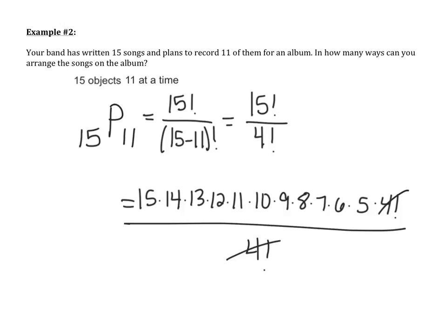It would have been more appropriate had they chosen maybe 8 of the 15 songs, and you're only choosing 8 of them. We would have maybe gotten a more reasonable answer. So again, the idea is still here. You're going to take how many ever objects you're dealing with, how many at a time. You do the 15 factorial on top like here, and then you subtract the 2 numbers on the bottom and do the factorial, and you'll get the right answer.